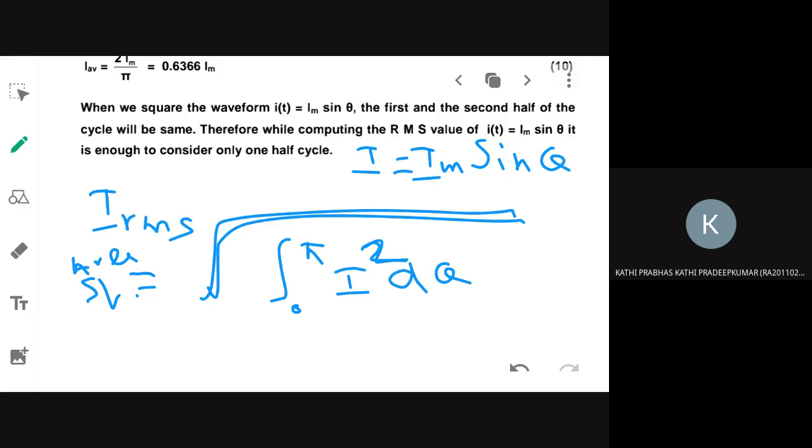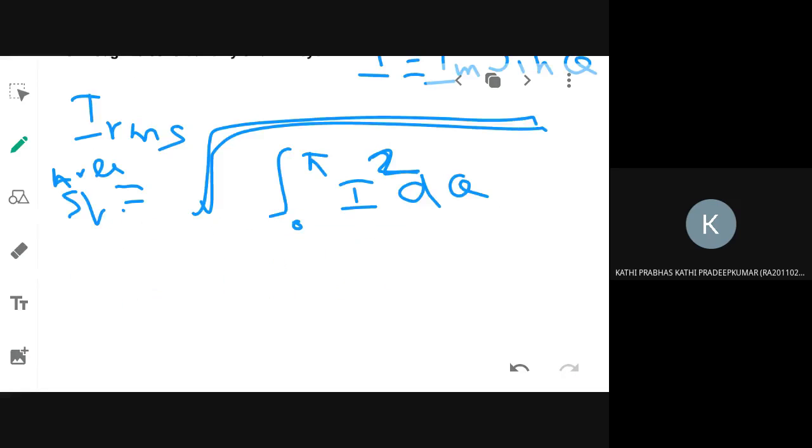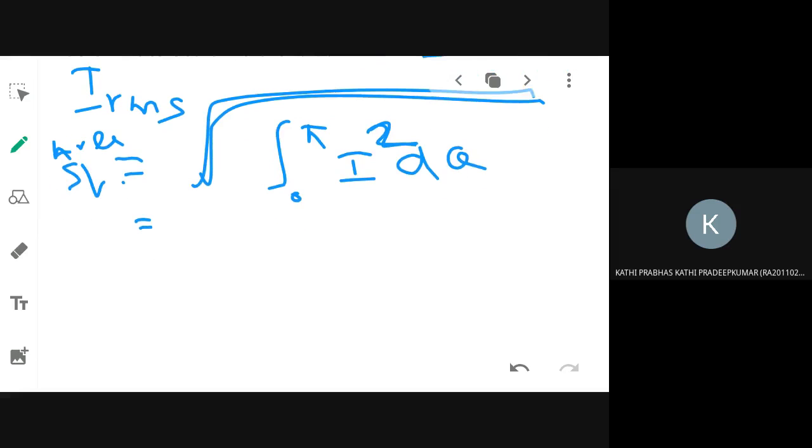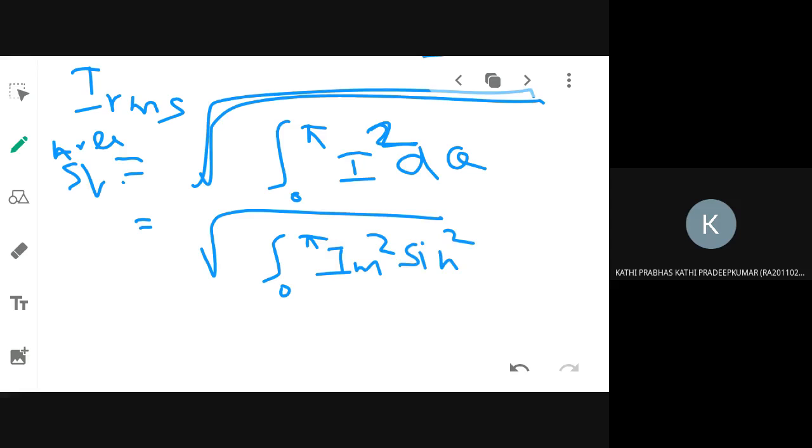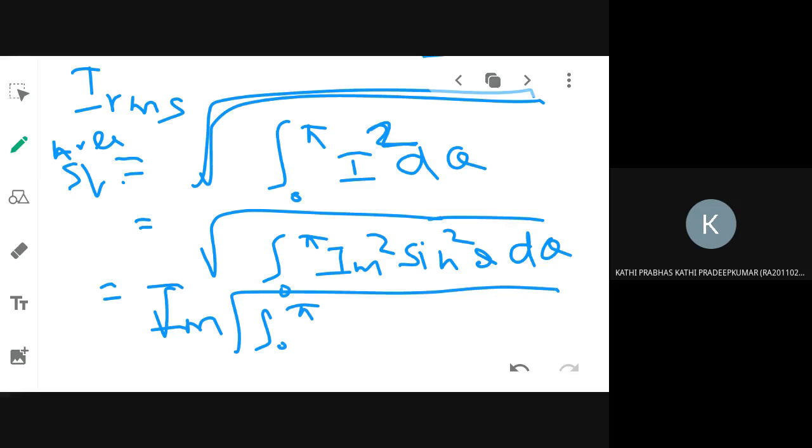So now, as usual procedure, I have to determine the value. It is the square root of the integral from 0 to pi of Im squared sin squared theta d theta. Again, as usual procedure I have to solve. So Im will be coming out. Inside the bracket from 0 to pi, how can I represent sin squared theta? Trigonometry you have studied, no? Sin squared theta is equal to what? 1 minus cos 2 theta divided by 2.